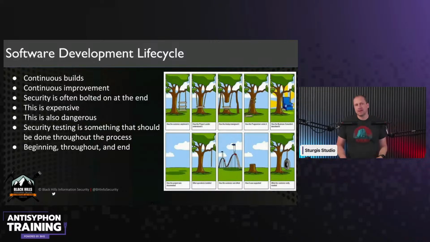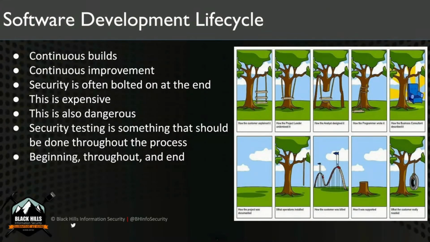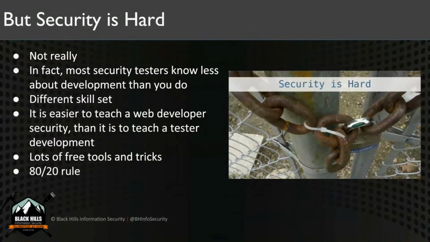But how do we deal with it? When you're looking at software development life cycles, you're looking at a continuous build. That means that the developers of the applications that you're using, whether they're custom or SaaS apps, are constantly building, improving and modifying those applications. And unfortunately, many times, security is just bolted on at the end. This is incredibly expensive. It is also highly dangerous. Security testing should be done throughout the entirety of the process, at the beginning, throughout, and the end. And it doesn't have to be that hard.